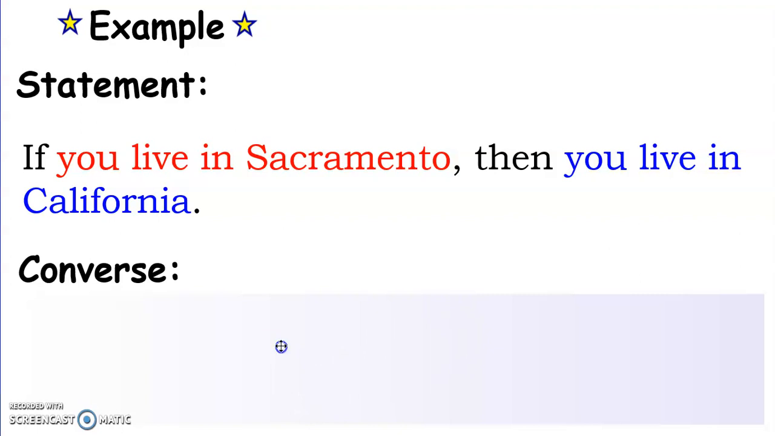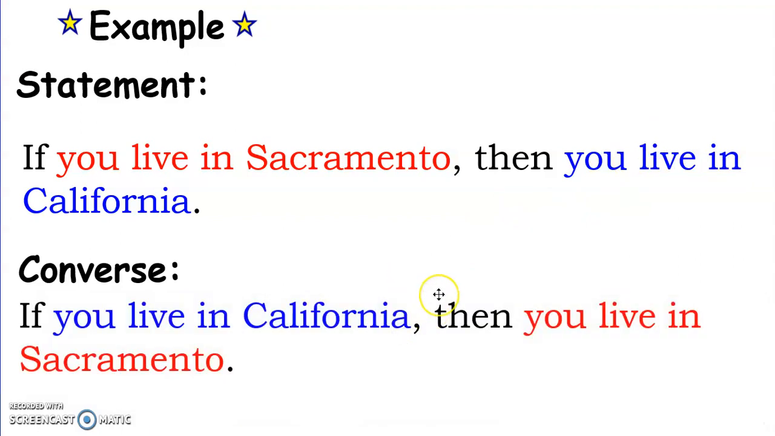So the converse, I'm going to switch the hypothesis and the conclusion. If you live in Sacramento, then you live in California; the converse reads, if you live in California, then you live in Sacramento. And that's not true, right? It's not necessarily true. It might be true sometimes, but not all the time. So this is false.